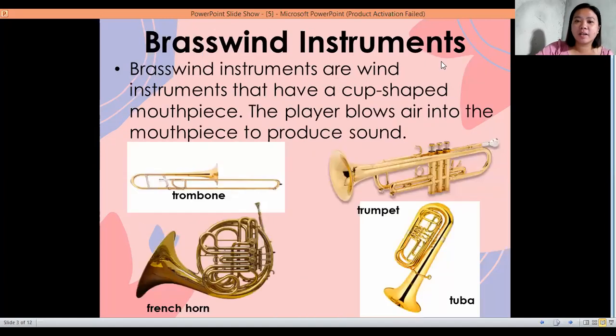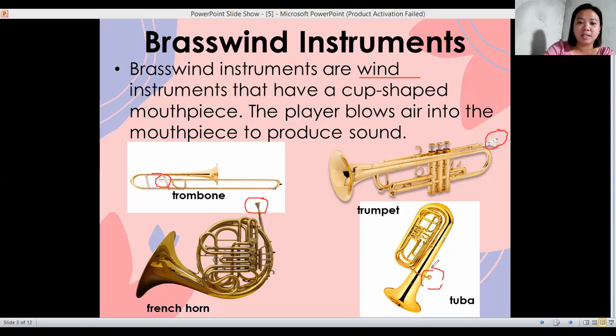Okay, so the next one is the brass wind instruments. The clue here is that brass wind instruments are wind instruments, meaning they produce sound using wind, and they have a cup-shaped mouthpiece. The player blows air into the mouthpiece to produce a sound. So this is the mouthpiece, a cup shape, where you blow air to produce sound, okay?